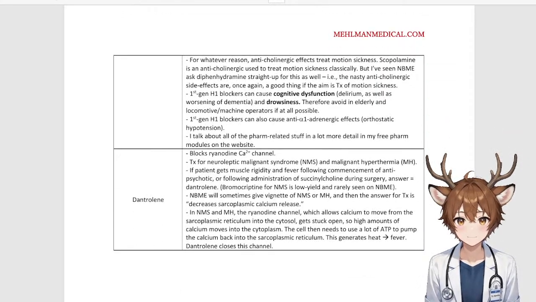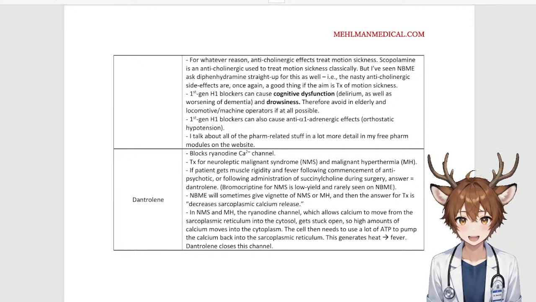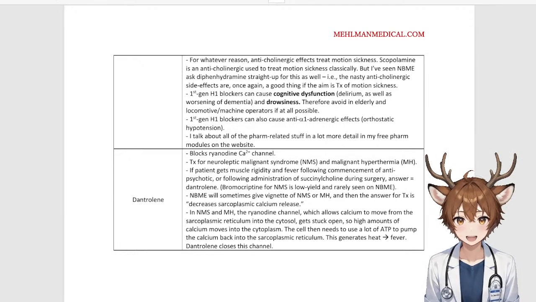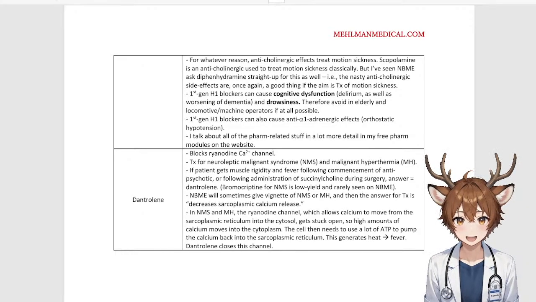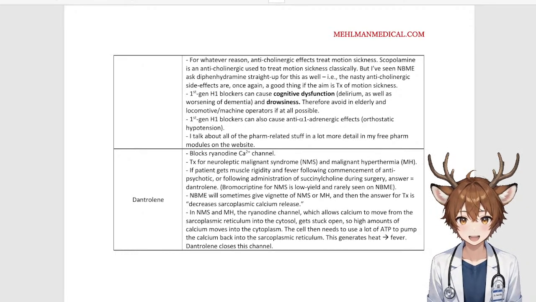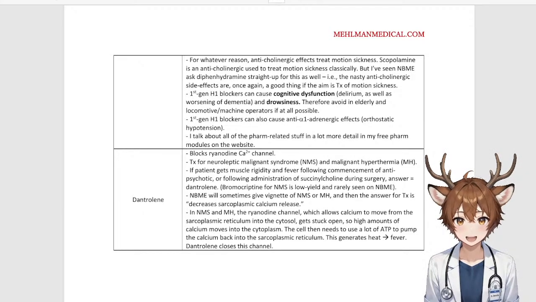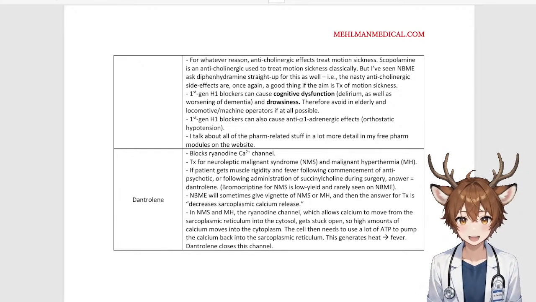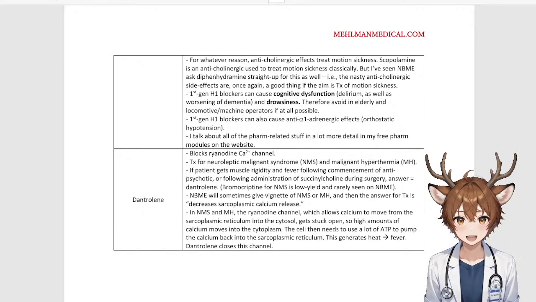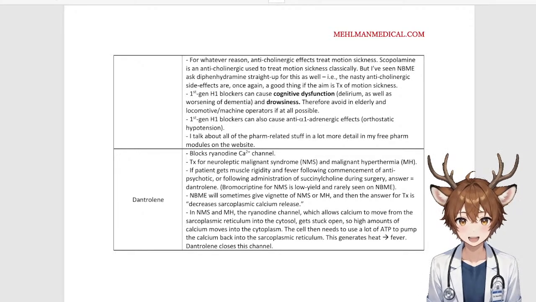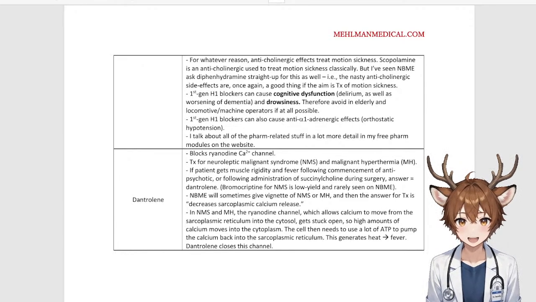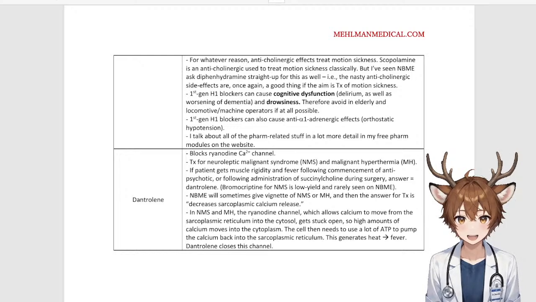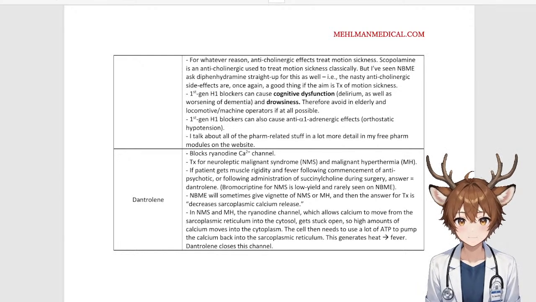And finally, dantrolene blocks the ryanodine calcium channel. It's the treatment for neuroleptic malignant syndrome, NMS, and malignant hyperthermia, MH. If the patient gets muscle rigidity and fever following commencement of an antipsychotic or following administration of succinylcholine during surgery, the answer should be dantrolene. Bromocriptine for NMS is low yield and rarely seen on NBME. NBME will sometimes give you a vignette of NMS or malignant hyperthermia, and the answer for treatment would be decreased sarcoplasmic calcium release, i.e. via dantrolene.